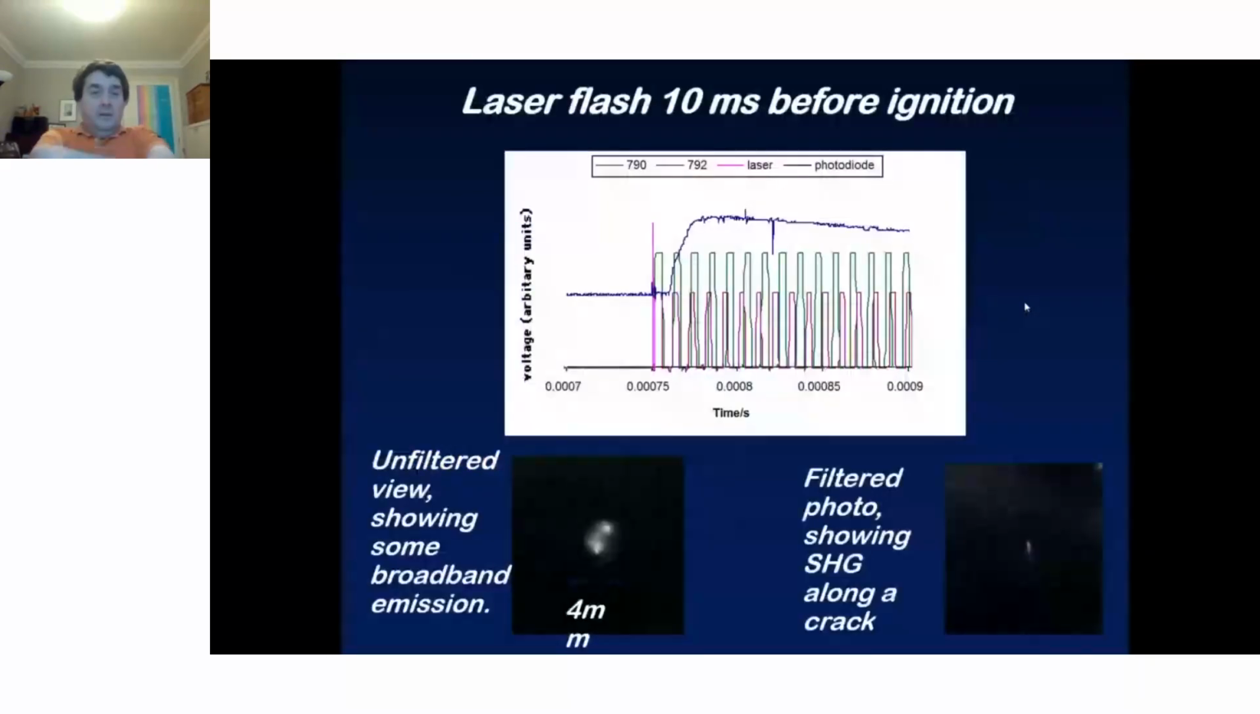And when you do this, and you do a laser pulse 10 milliseconds before ignition breaks out in the drop weight, you can see some broadband emission. That is on the left-hand side. That's a 4 millimeter field of view. On the right-hand side, you can see a little flash of light showing the secondary harmonic generation of the delta phase along the crack. So you're actually seeing this high temperature delta phase that is in the HMX.